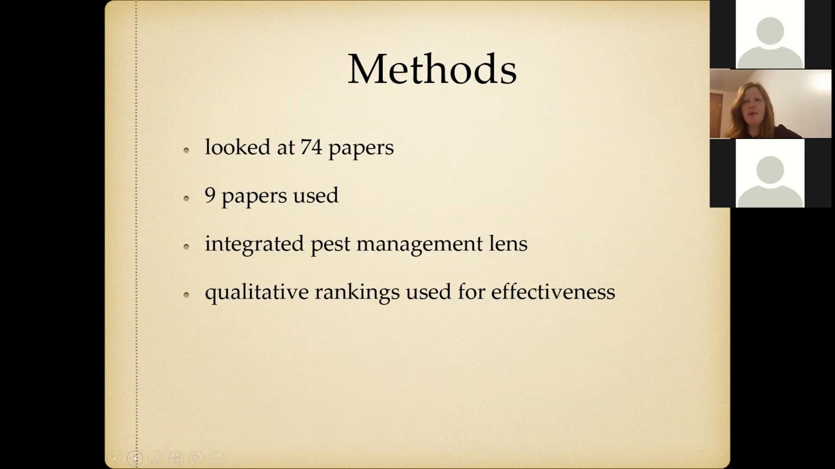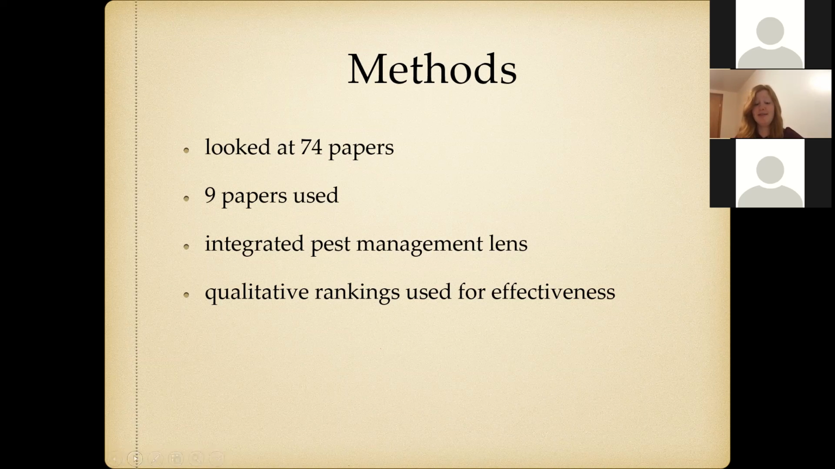So I then went and looked through search engines referencing things that pertain to Ventenata dubia and found about 74 different papers, which I read, and only 9 of them I was actually able to use in this meta-analysis. I then took these papers and looked at them through an integrated pest management lens, pulling out the treatment methods and ranked them qualitatively for effectiveness.